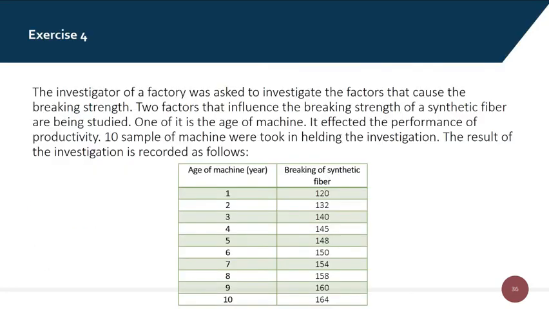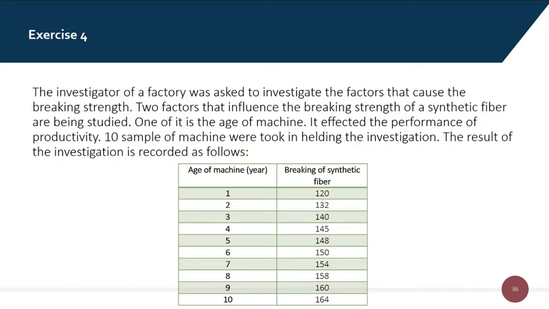Okay, next let's look at the exercise. The investigator of a factory was asked to investigate the factor that caused the breaking strength. Two factors that influence the breaking strength of a synthetic fiber are being studied. One of them is the age of machine. It affects the performance of productivity. 10 samples of machine were taken in holding the investigation. The result of the investigation is recorded as below. Okay, so you can pause this video and try to do this exercise before looking at the answer.